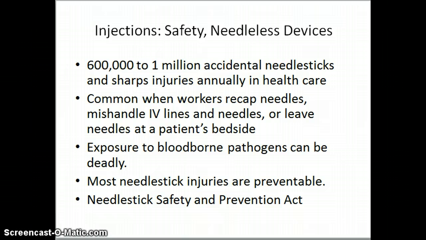The biggest thing is practice. Take a syringe and practice how you would use that needleless device before you actually go in and administer the medication to the patient. Our Needle Stick Safety and Prevention Act mandates the use of these special needle devices to reduce our needle stick injuries.